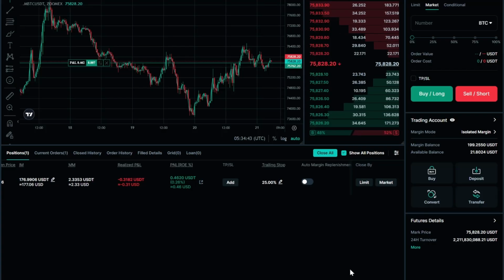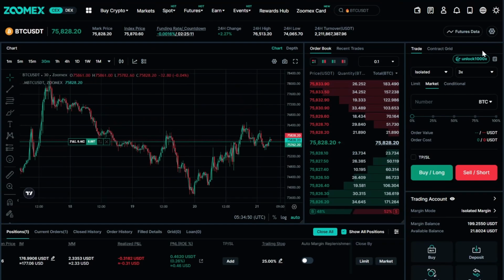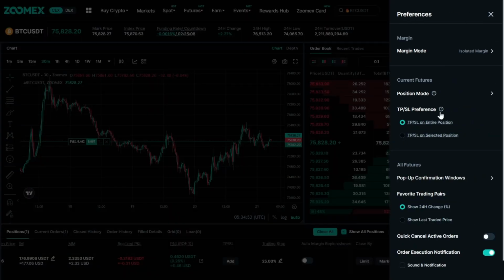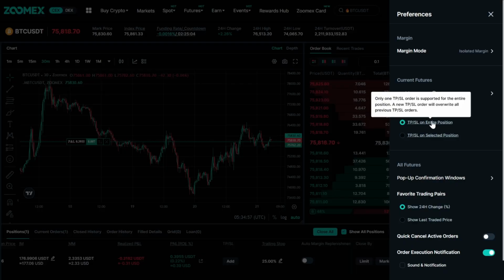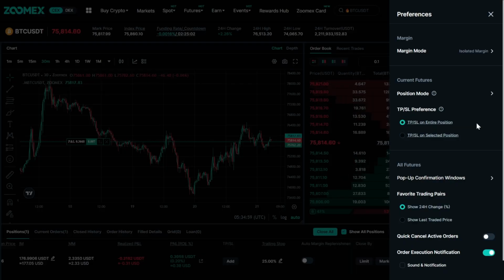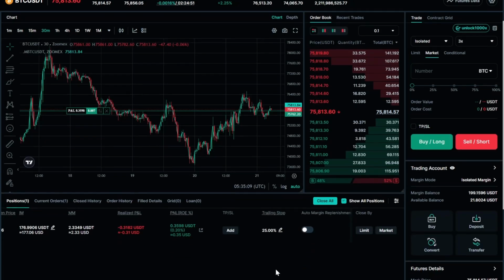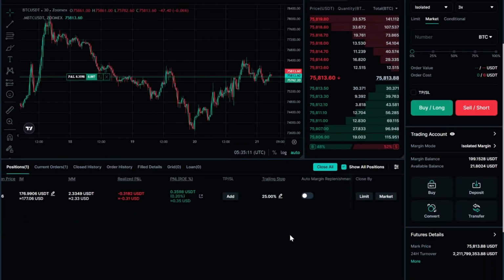Lastly, I'm going to show you how to add multiple / partial take profit and stop losses to your trade. To do this, we need to go back to settings. And right now we can see under the take profit and stop loss preference, we have take profit and stop loss on an entire position. We want to switch that setting to selected position. And now that we did that, we can now add multiple take profit and stop losses to a position.